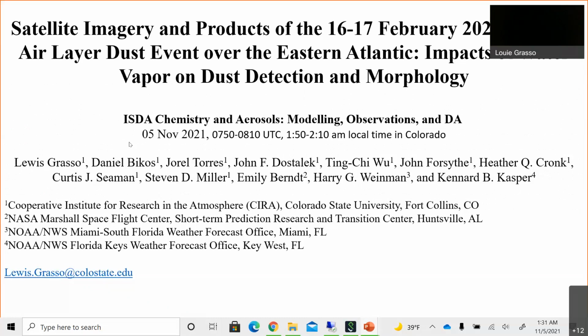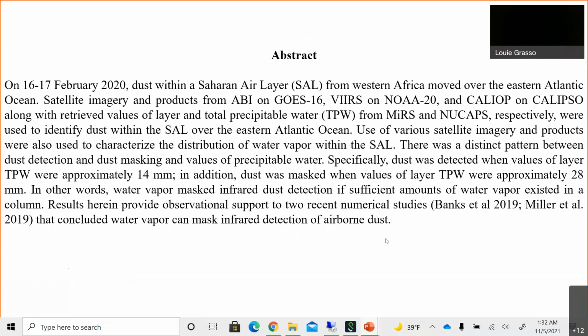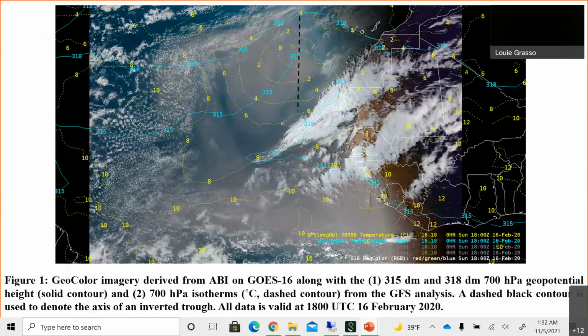My name is Louie Grasso, and I'm going to be talking about a dust event that occurred 16-17 February 2020 in the Eastern Atlantic. Here's listed all my co-authors, and an abstract. I'm not going to read it, that's included for completeness. So I'll just get right to this here.